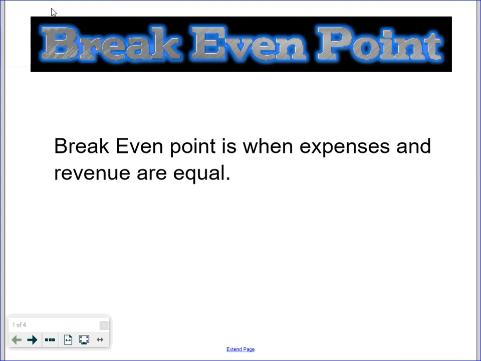In this lesson, we are going to look at the break-even point. A break-even point is when expenses and revenue are equal. So you're not making any money, but you're not losing any money either.